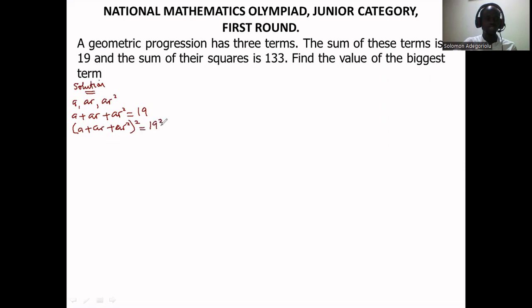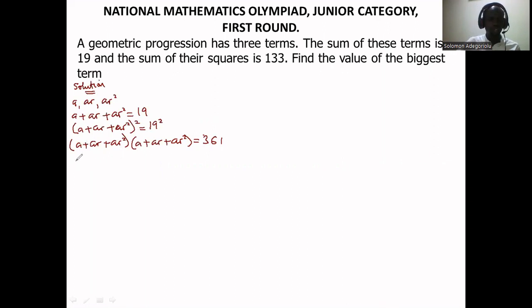to 19 squared. And to expand this bracket, we have A plus AR, we also have plus AR squared, close the bracket. We have A plus AR plus AR squared, multiplied by itself, is equal to 19 squared, which is going to give us 361. So let's try and expand this bracket.